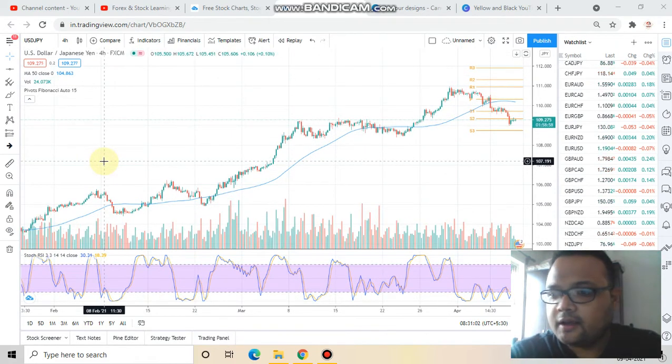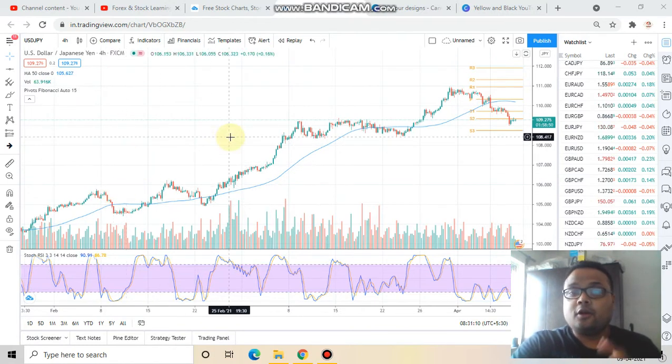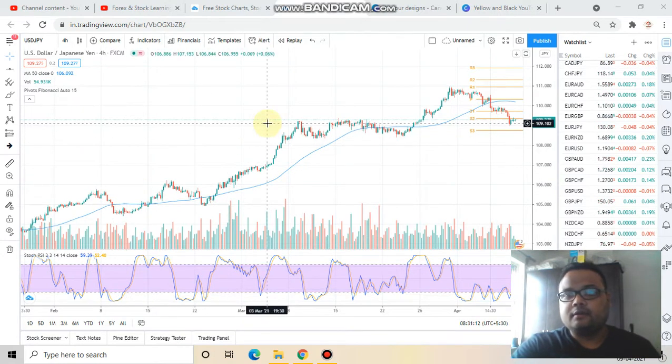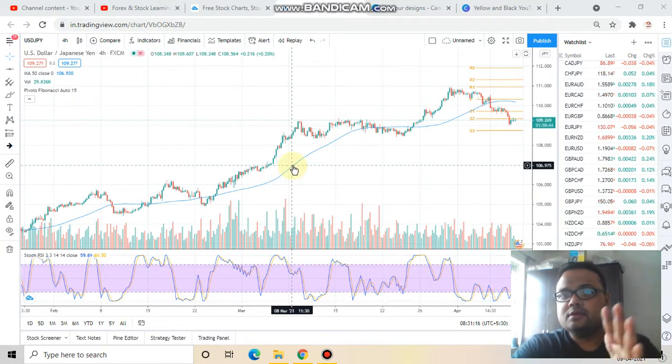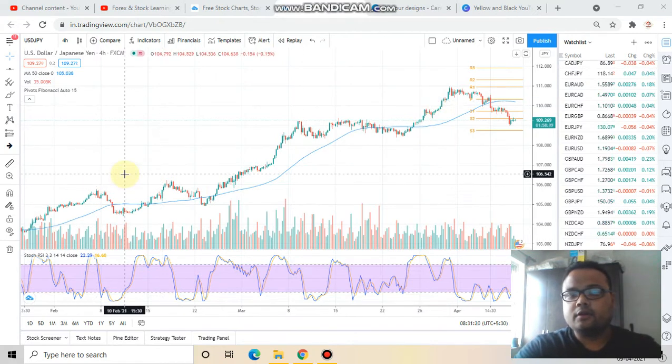Probably you can hear the sound of an aeroplane. I stay nearby the airport. Anyways, there's no doubt that the market is in a beautiful uptrend, or the market was in a beautiful uptrend. If we keep aside this support factor, then the market is still in an uptrend and there is no doubt about it. Just look at the beautiful trend of USD JPY.